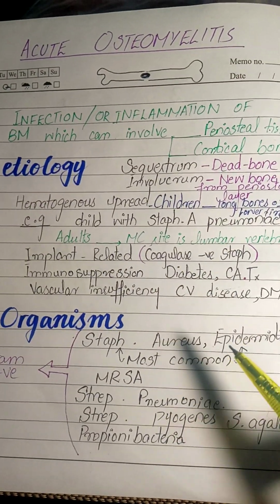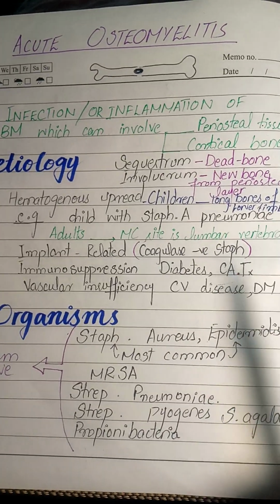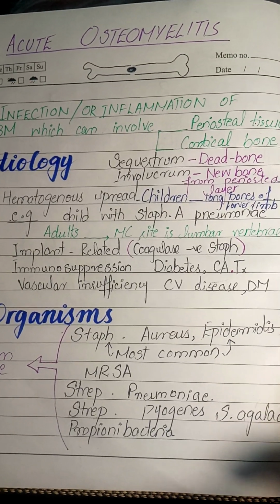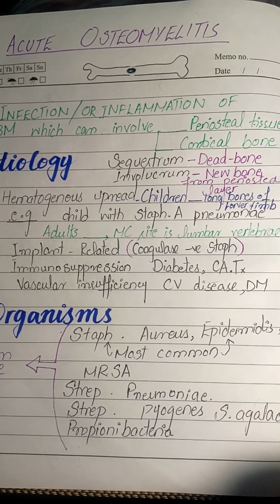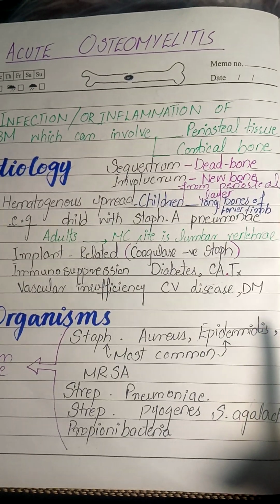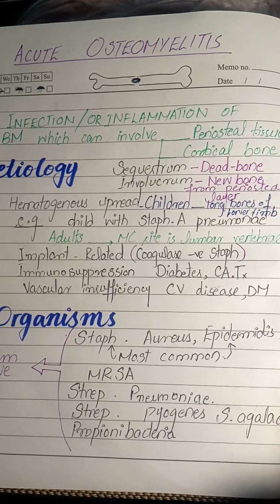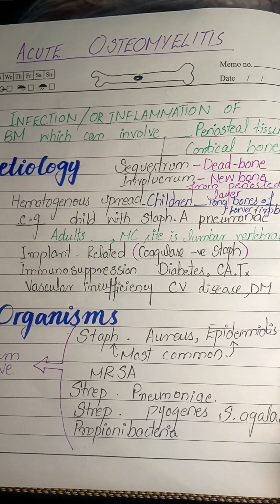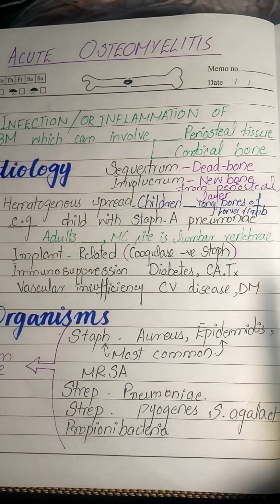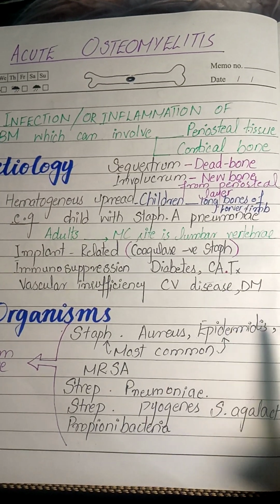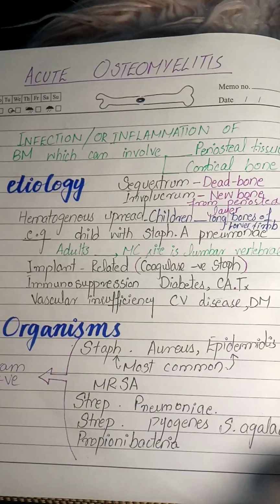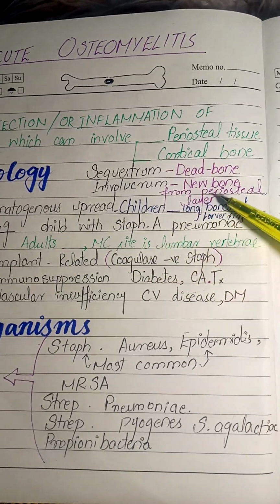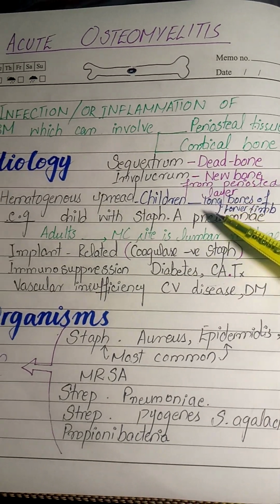Now coming to etiology. In children, mostly this infection is caused by blood-borne infection of Staph aureus. For example, if a child presents with Staph aureus pneumonia and after few days he develops acute pain of one of the limbs and he refuses to walk on that limb, then it may be the clue to suspect acute osteomyelitis caused by Staph aureus. In adults, the most common site is the lumbar vertebrae. In children, the most common site is long bones of lower limb.